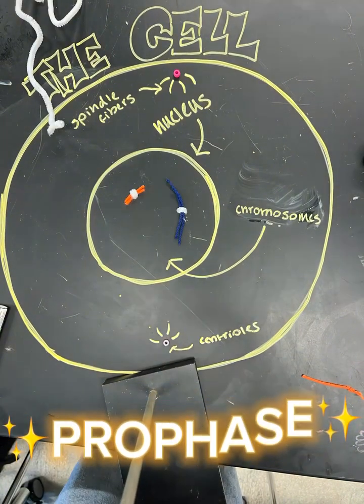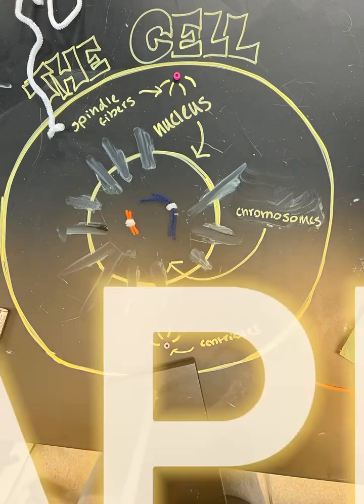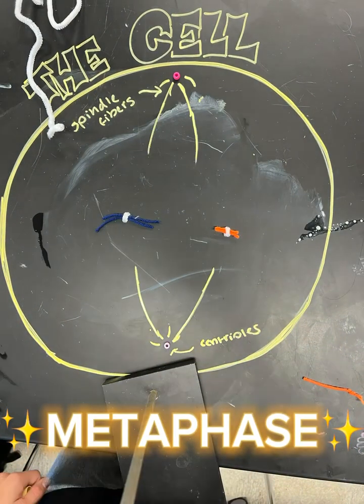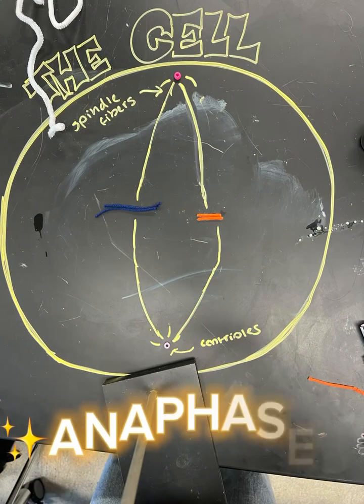During prophase, the chromatin condenses into sister chromatids attached at the centromere. During this stage, the nuclear envelope dissolves. During metaphase, the sister chromatids line up at the equator of the cell. During this stage, the spindle fibers attach to the sister chromatids.